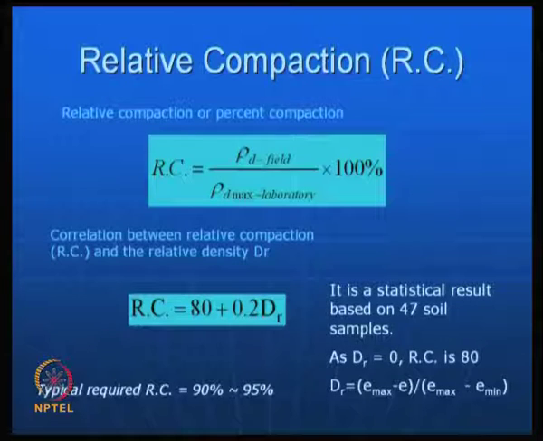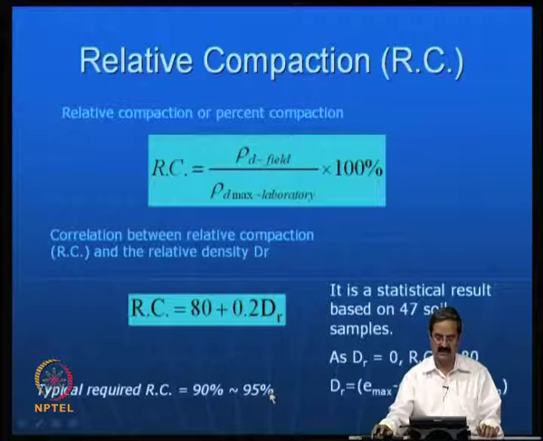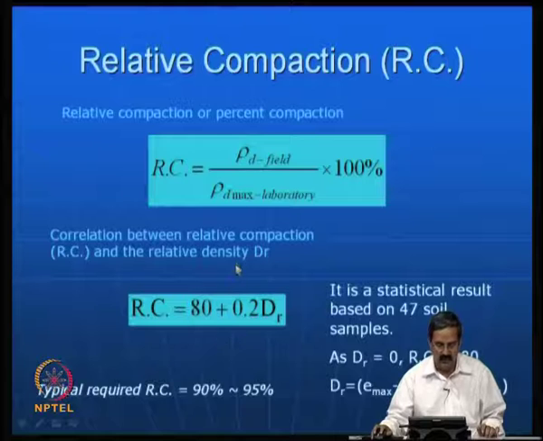The effectiveness of the compaction is specified in terms of the relative compaction or the percent compaction. That is defined as the density that you get in the field divided by the density that is specified in the laboratory. Okay, so this is expressed as a percentage, and the typical values that we want are about 90 to 95%, and there is a good correlation actually.